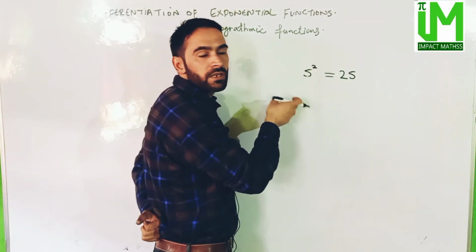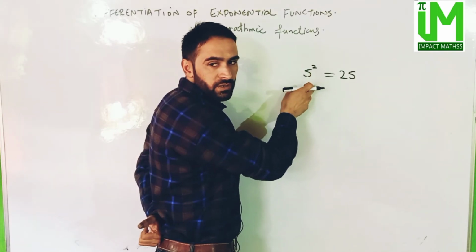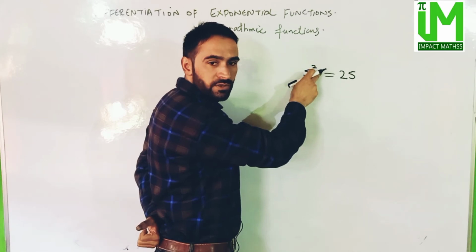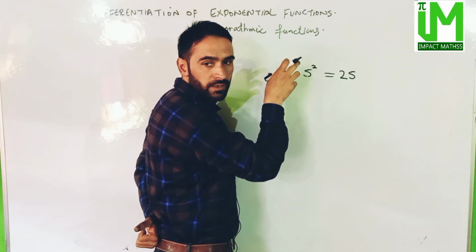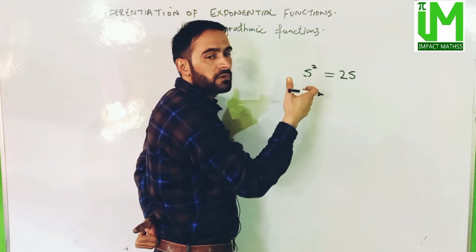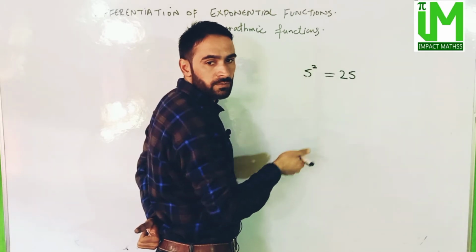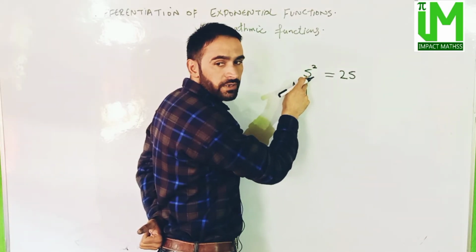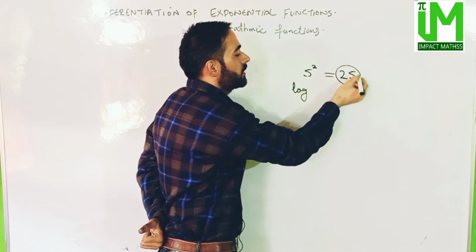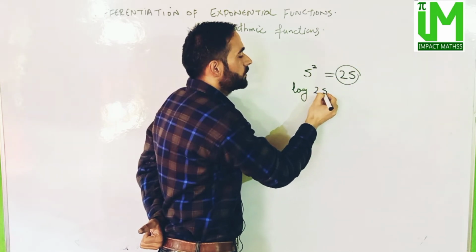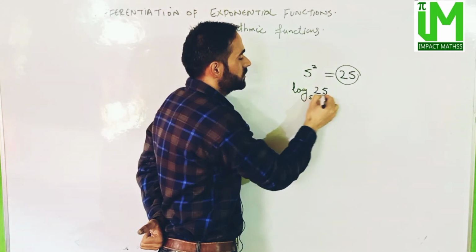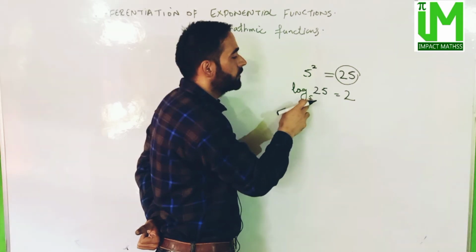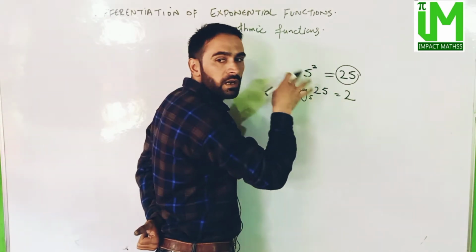Okay? Now let's write this notation in terms of log. This is in terms of the exponent, because 5 is the base and 2 is the exponent. Convert this in terms of log. Then how do we write this in terms of log? We can write this as log of 25 to the base 5 is equal to 2. What is the base here? 5.